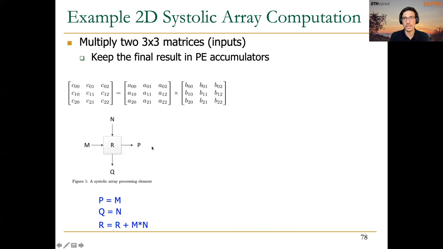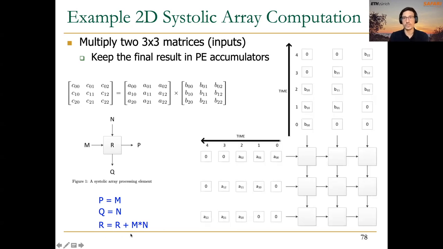The systolic array does two different things. First of all, it propagates the inputs to the outputs, so this processing element propagates the inputs to the outputs, so P is equal to M and Q is equal to N, and then internally performs the multiplication and accumulation operation. And the complete systolic array for this toy example of 3x3 matrix multiplication looks like this.